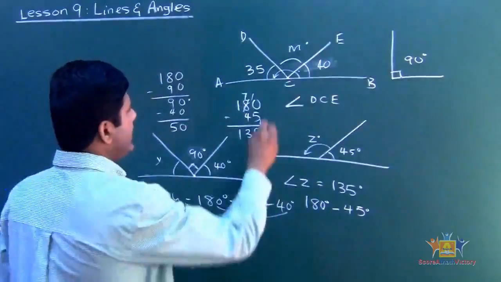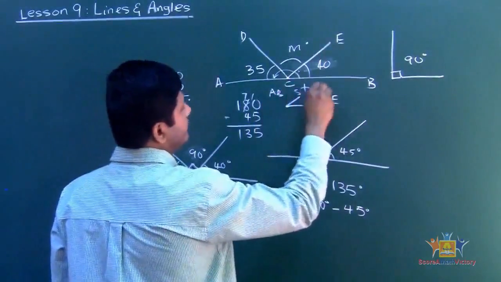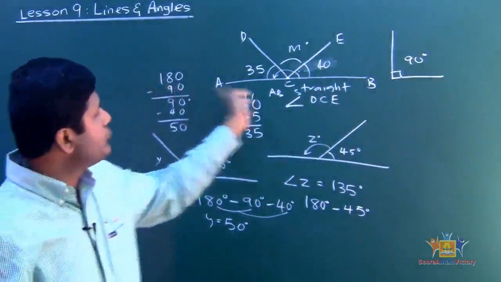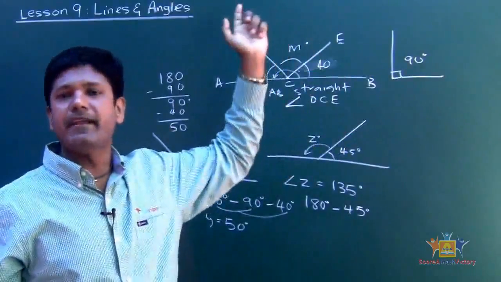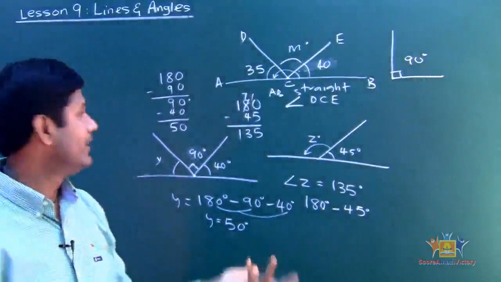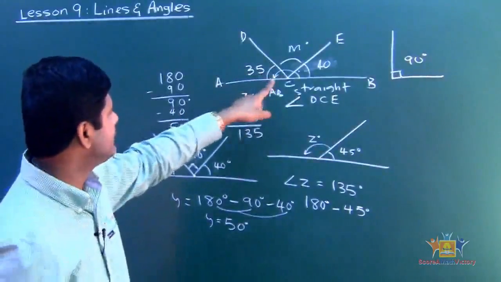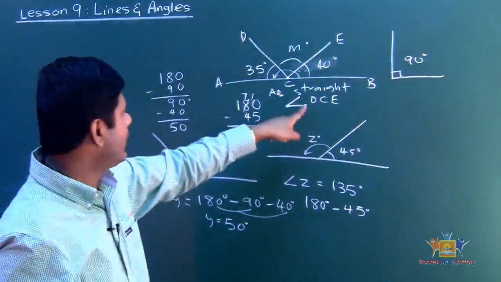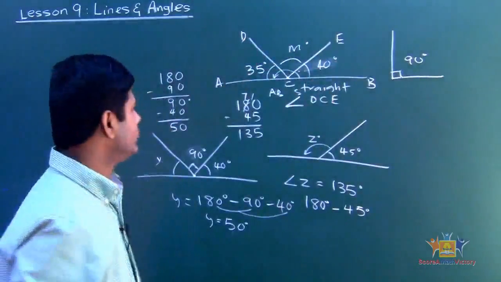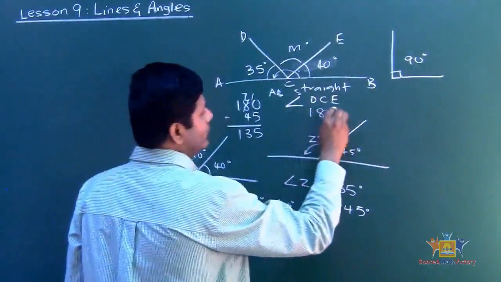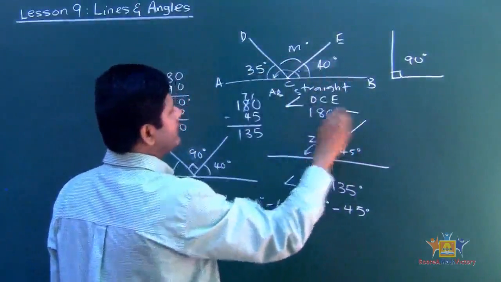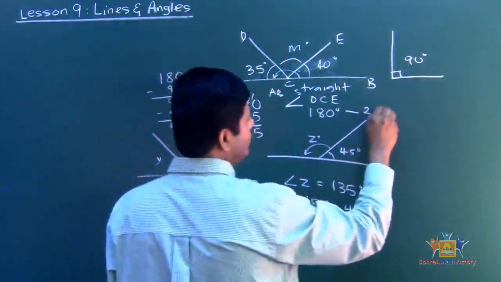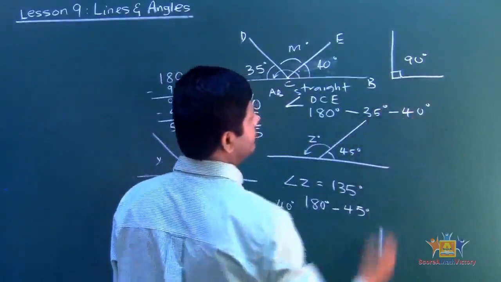DCE. I could even say AB is a straight line. I told you AB is a straight line. Alright? So that means if it's a straight line AB, what is the angle of that? 180. So I gave you 35 on this side and 40 on this side. Alright? And I want to find the angle of M, or DCE. So what do I do? I take 180, the total angle, subtract 35, subtract 40, and that should give me M. So 180 minus 35 degrees minus 40 degrees.